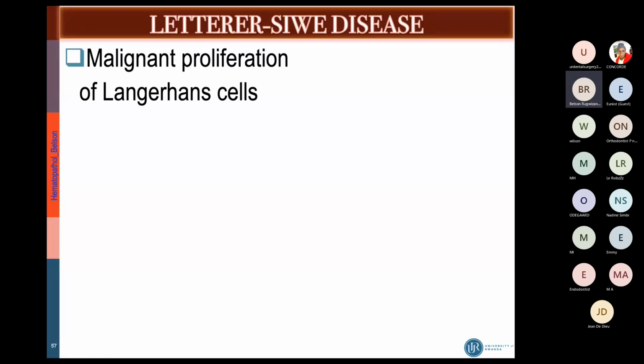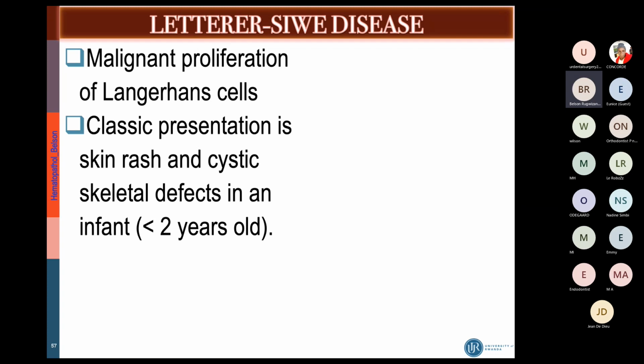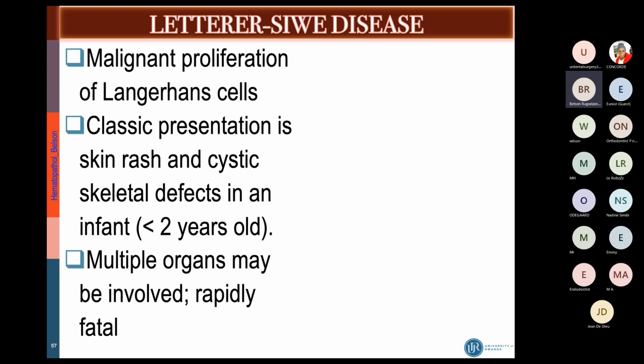So Letterer-Siwe disease is also another type of proliferation of Langerhans cells. The patient presents with skin rash, and cystic skeletal defects. It usually affects infants, not adults. Yes, Langerhans cell histiocytosis affects adults.